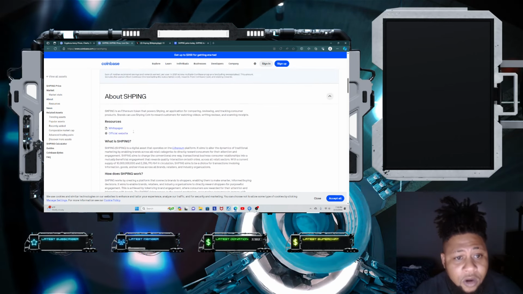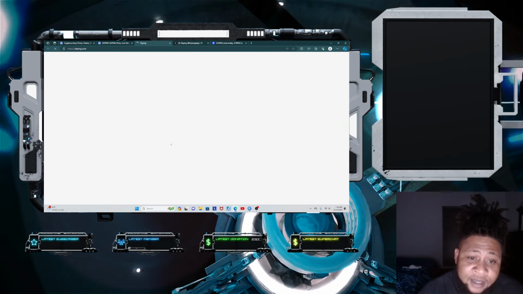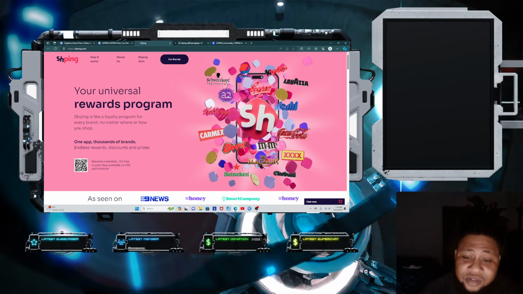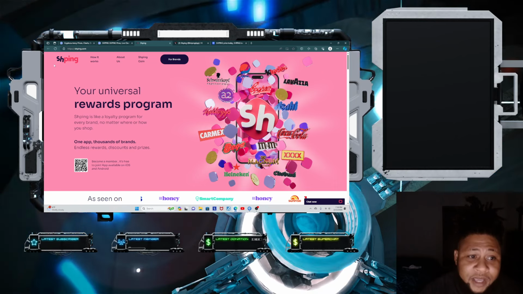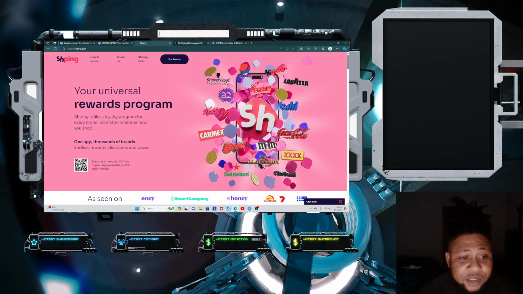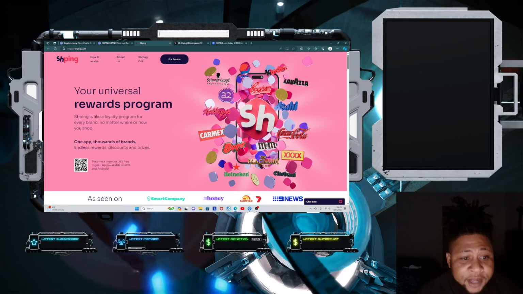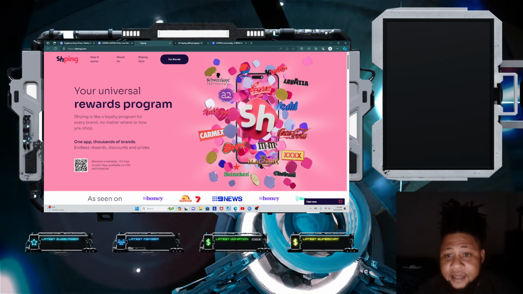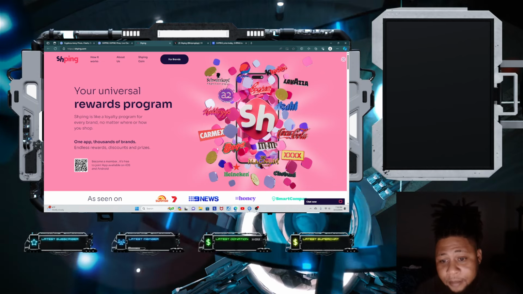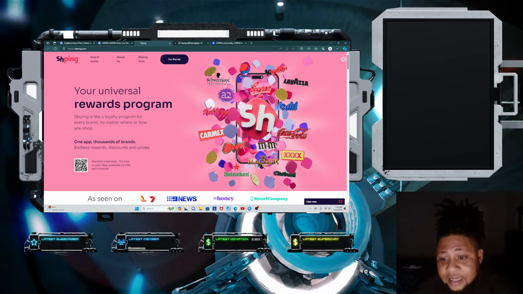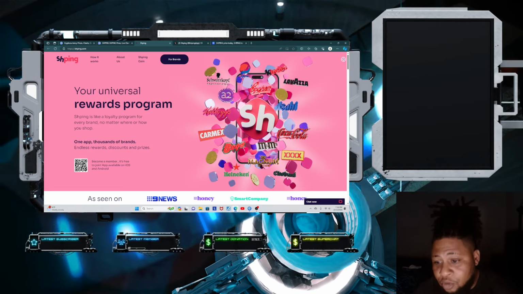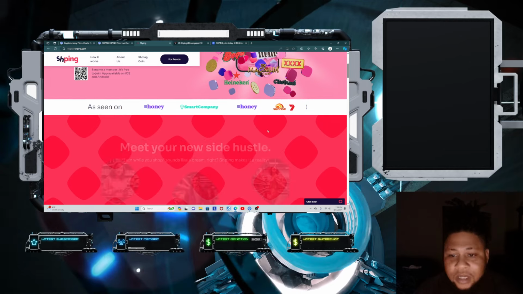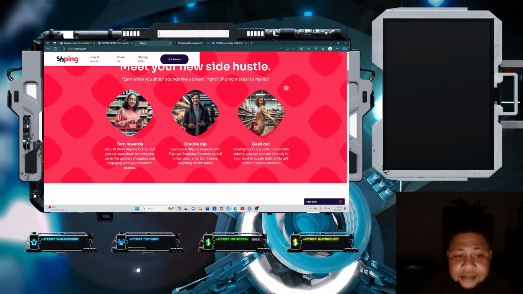Now, the official website, man, when I was looking at this today, you see all these companies are connected to Shping, okay? Your universal rewards program. Shping is like a loyalty program for every brand, no matter where or how you shop. And you can get the app right there, just scan it. But as you guys see, you got Kellogg's, Carmex, Bega, Heineken, Magnum Ice Cream, Chobani, Coca-Cola, M&M's, all of that is connected to Shping.